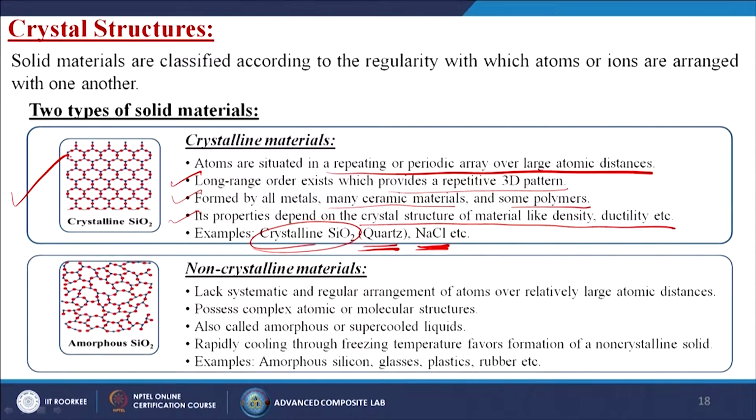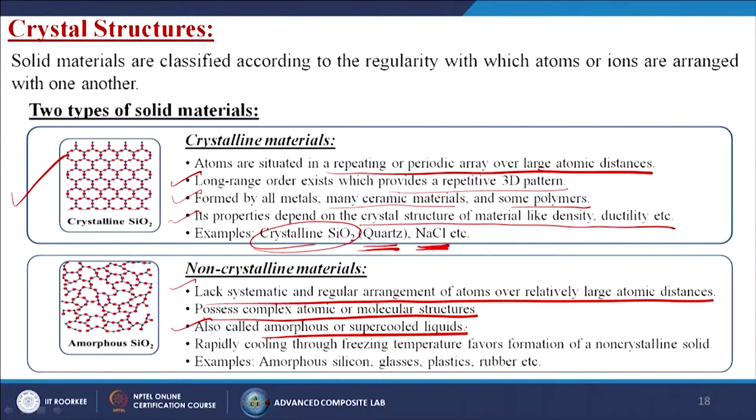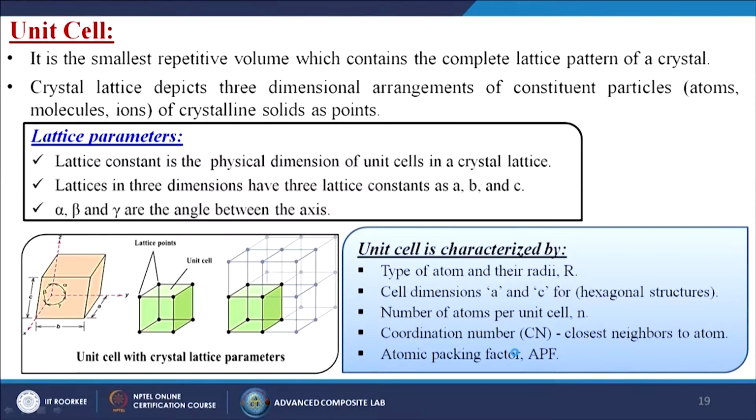Then we are going to discuss the non-crystalline materials. They have no systematic and regular arrangement of atoms over relatively large atomic distances, possess complex atomic or molecular structures, and are also called amorphous or supercooled liquids. Rapid cooling through the freezing temperature favors formation of non-crystalline solids. Examples: amorphous silicon, glasses, plastics, rubber, etc. Now we are going to discuss one very interesting thing, the unit cell.